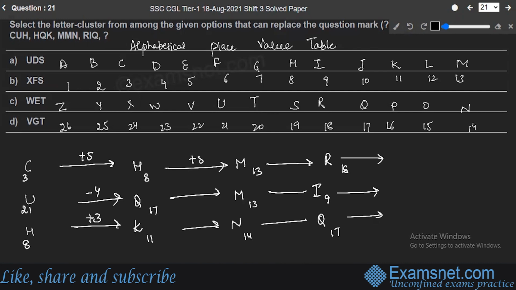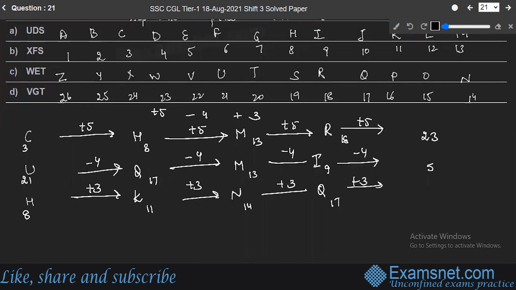Let's see again, plus 5, minus 4, plus 3. Again, plus 5, minus 4, plus 3. So that means you are having the same logic. That logic is plus 5, minus 4 and plus 3. So let's do plus 5, minus 4 and plus 3. So here 18 plus 5 gives you 23. 9 minus 4 gives you 5. 17 plus 3 gives you 20.